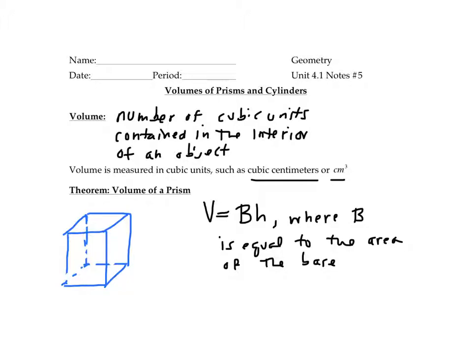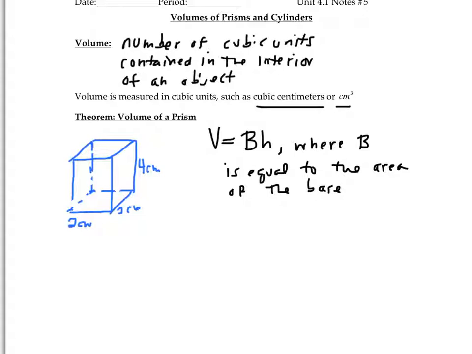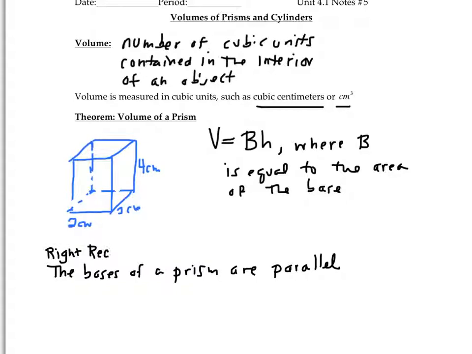So, for example, if this particular prism is 2 centimeters wide on the base and 3 centimeters long on the base and 4 centimeters high, then we can calculate the volume. Before we actually calculate the volume, though, we need to mention that the bases of a prism are parallel. Now, it's not such a big deal in this particular prism because what we have here is a right rectangular prism. That means all pairs of opposite sides are rectangles. So we can use any two sides as our bases.